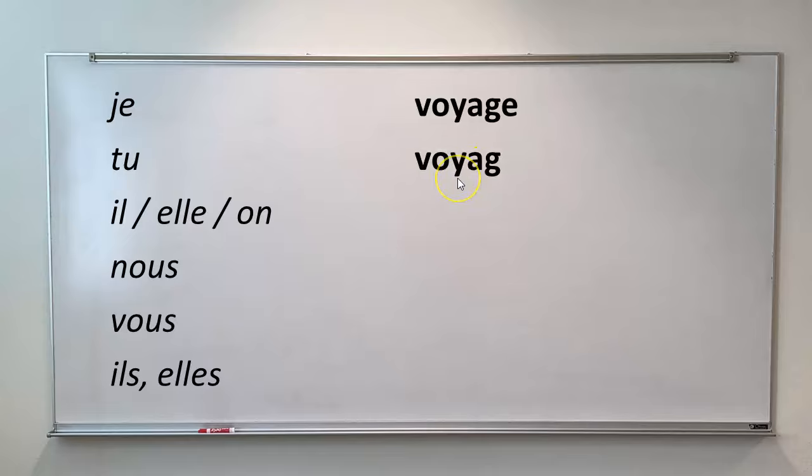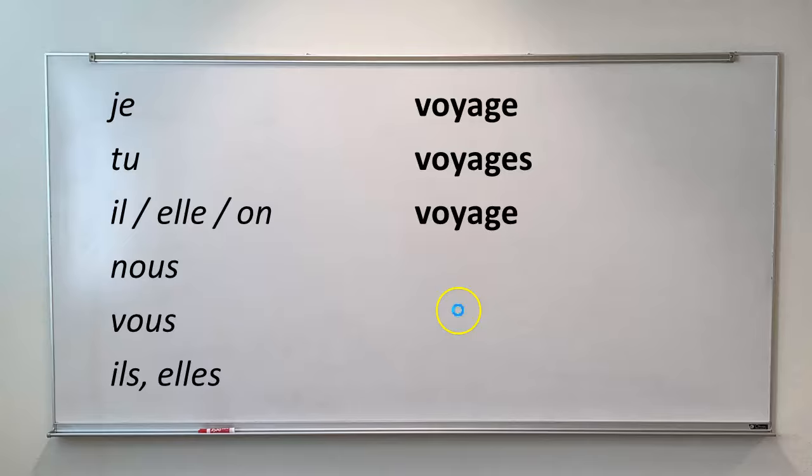Tu, we start with our root, add the ending, es, and we have tu voyages, you travel. Il, elle, on share the same form. So I add my ending, which is the same as the je ending. So we have voyage. Il voyage, he travels. Elle voyage, she travels. On voyage, one travels.